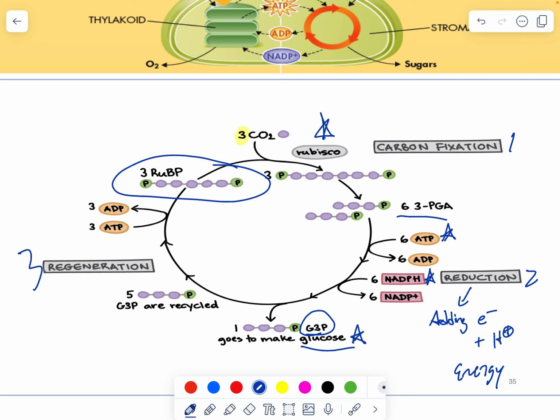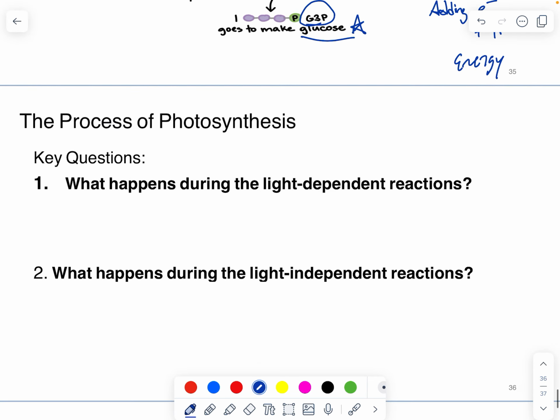But we have to recycle. We have to rebuild what was waiting at the start. And so that's called regeneration. It takes energy to rebuild something. And so that's why we have energy and regenerate the molecule that was waiting at the start. And again, where is this happening? This is happening in the stroma. Okay? And so here's the process.